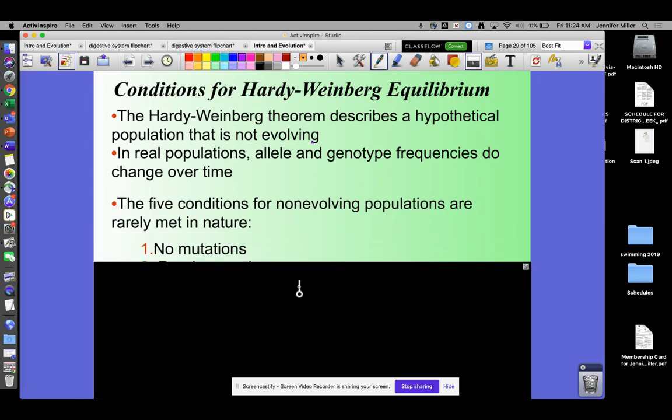The first is there are no mutations. Obviously, if there are mutations, it's bringing change, and then something could survive better than others. We know that with bacteria.